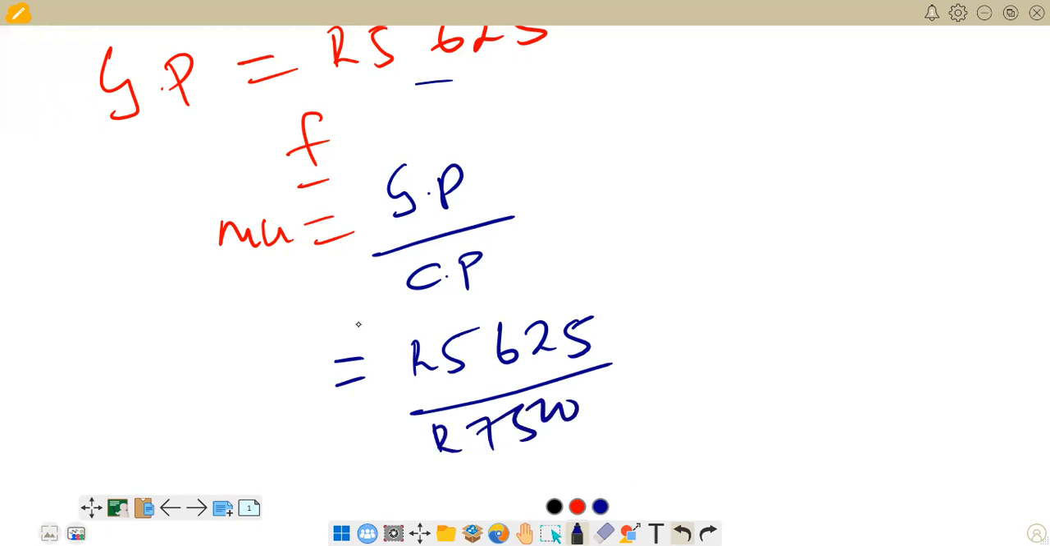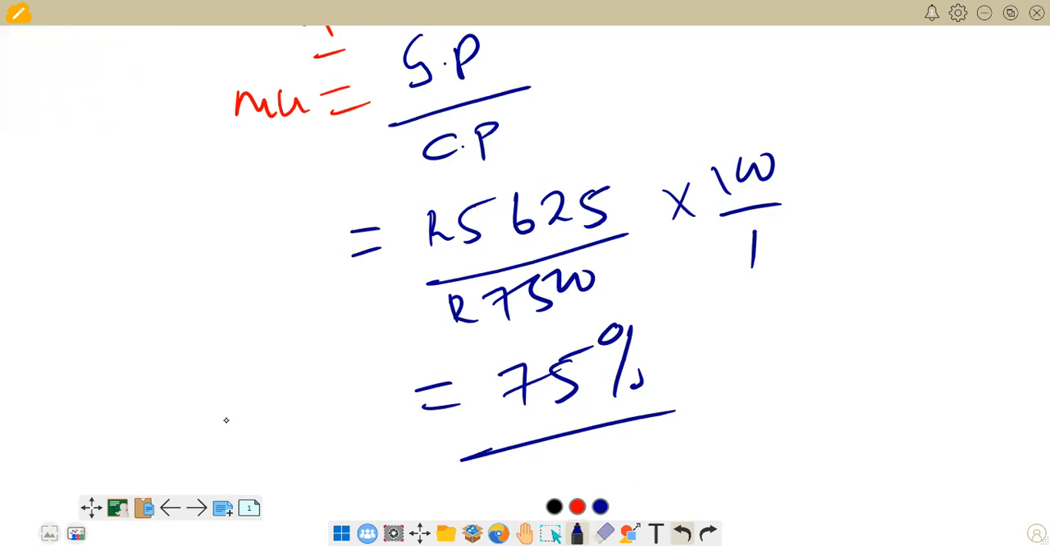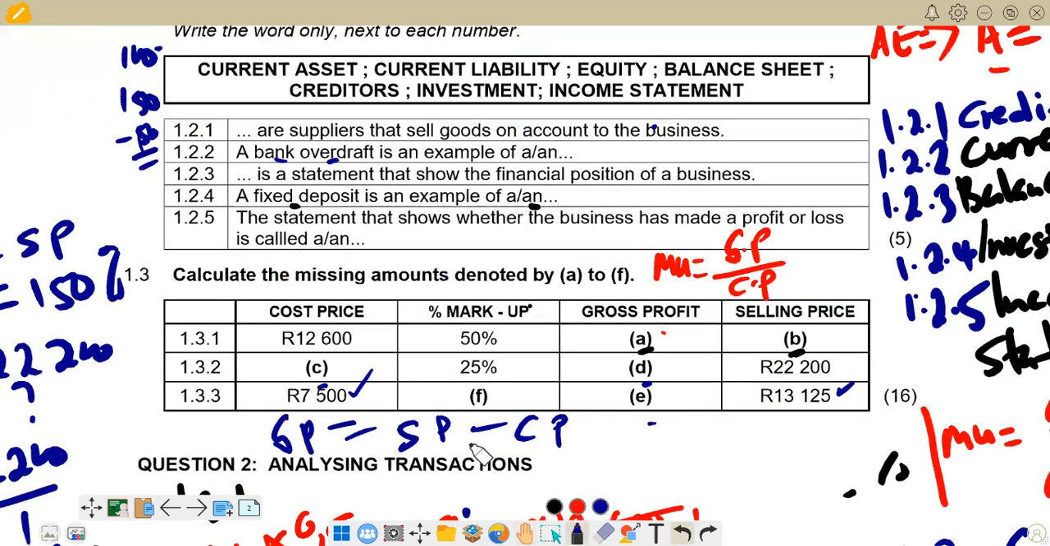This is the markup, so it should be presented in the form of a percentage. So if you calculate that one now, what percentage are we getting there? We find that our answer is 75%. So this becomes our markup. This marks the end of this question. This is the last part of question number 1.